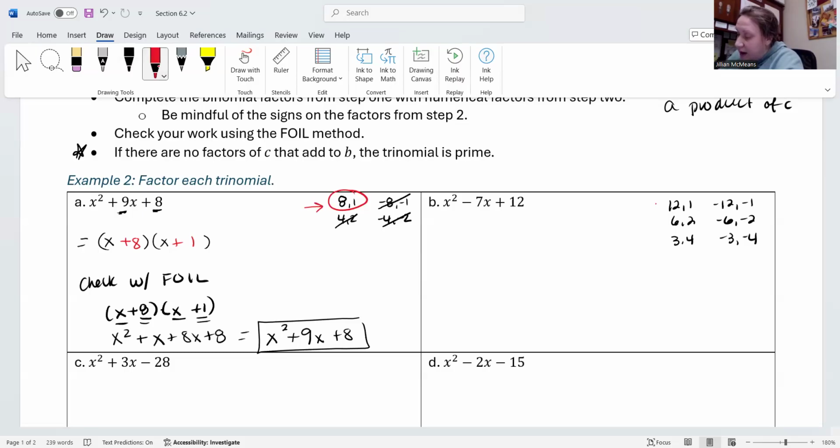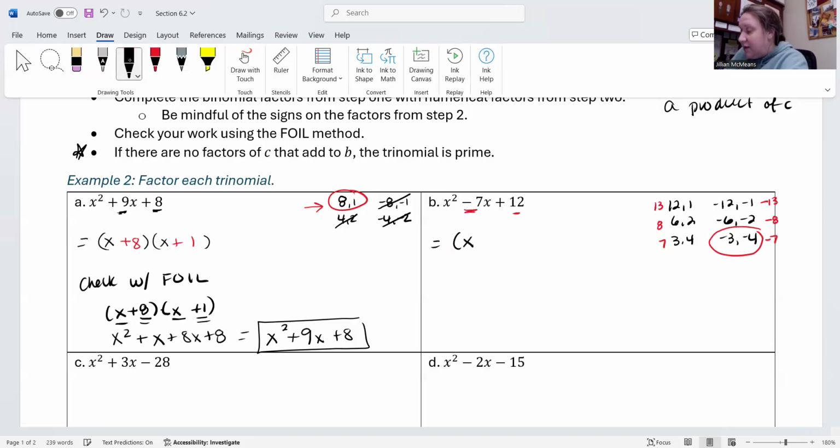Well, this pair, 12 and 1, when I add them, I get 13. 6 and 2, when I add them, I get 8. 3 and 4, I get 7. Negative 12, negative 1, I get negative 13. Negative 6, negative 2, I get negative 8. And then negative 3, negative 4, I get negative 7. And we're looking for two numbers that multiply to give us 12, but add to give us negative 7. So we're going to use negative 3 and negative 4.